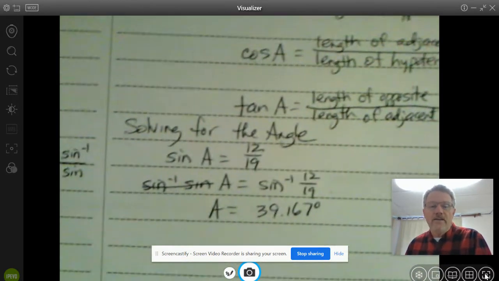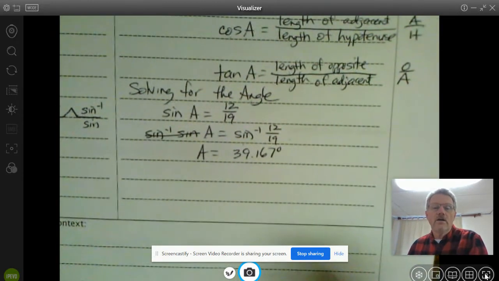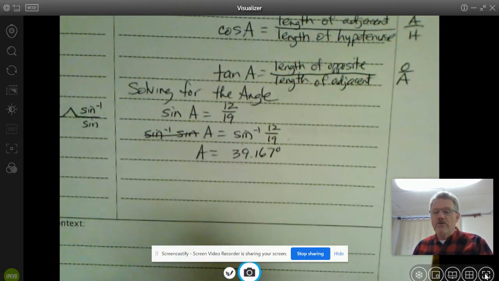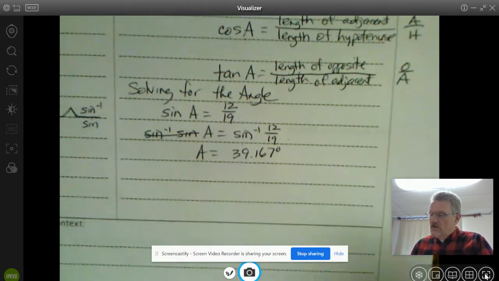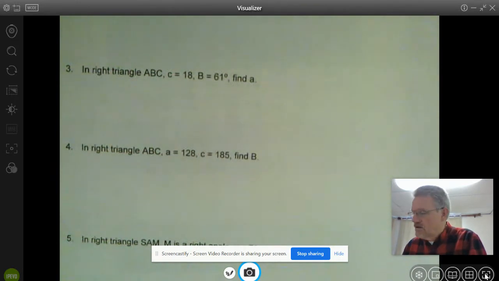All right, so that is solving for the angle only. That's the only time you use the inverse operation. Okay, so let's take a look then at some questions.